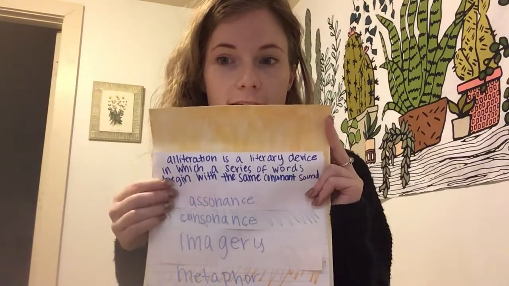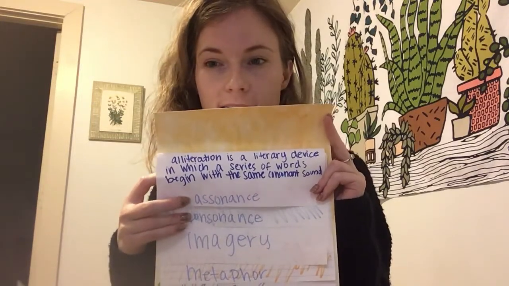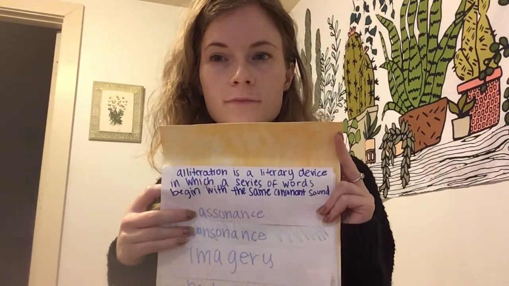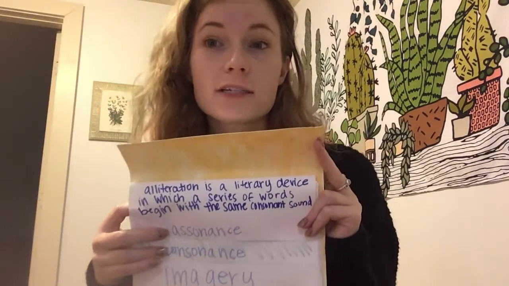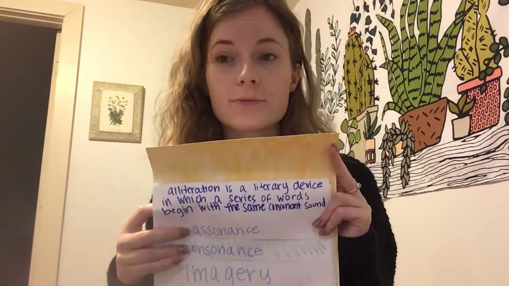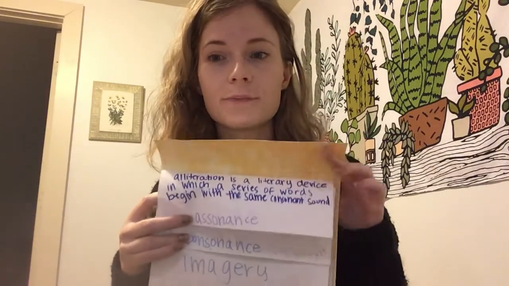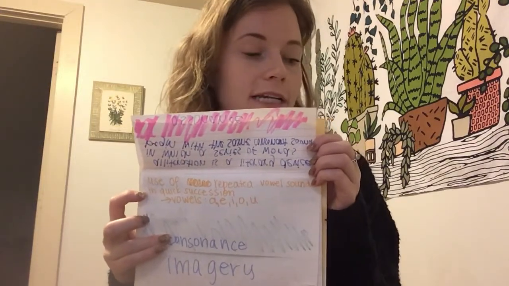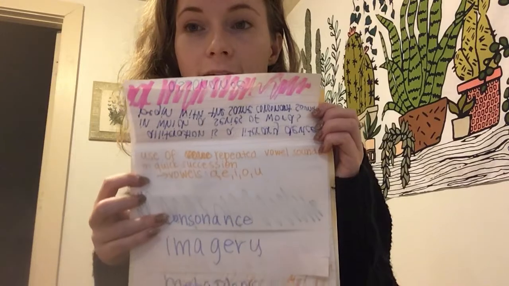The next word is assonance. I always look at the word assonance, see how it starts with the letter A? Now is A a consonant or a vowel? A is going to be a vowel. So we have our vowels, which are A, E, I, O, U. Assonance is the use of repeated vowel sounds in quick succession. I wrote our vowels down on my foldable so I would remember, A, E, I, O, and U.